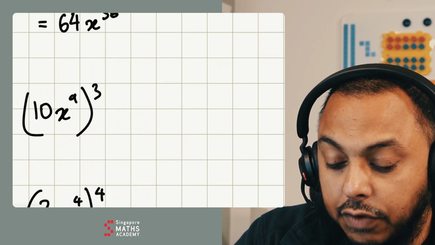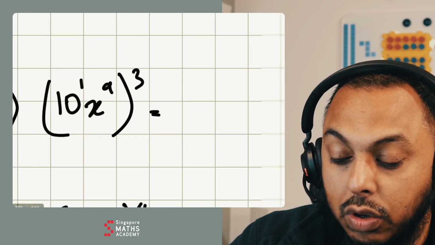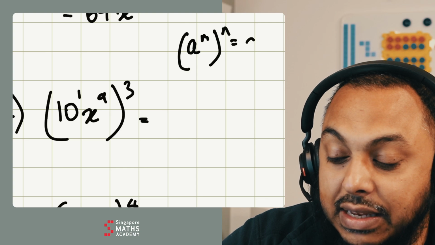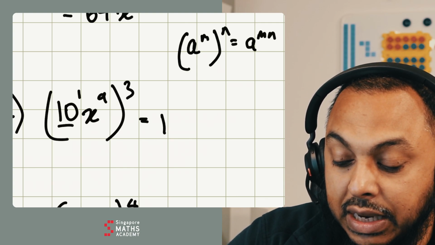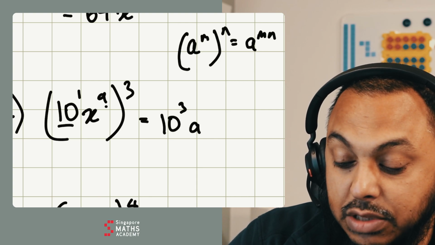So if we think of the whole number here as to the power of 1, that might help us a bit more, and we can still use that rule: a to the power of m to the power of n is a to the power of mn. And so here 10 to the power of 1 to the power of 3 is 10 to the power of 1 times 3, which is 3, and a to the power of 9 times 3 is 27.